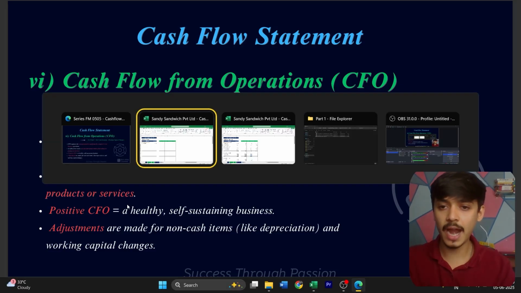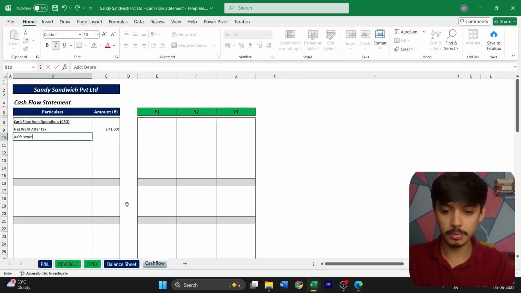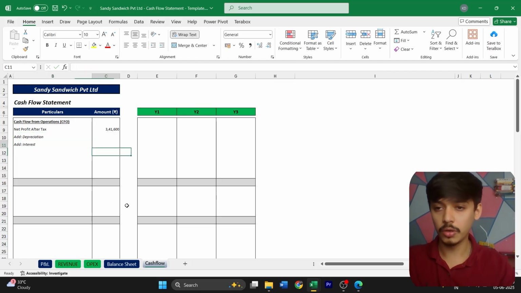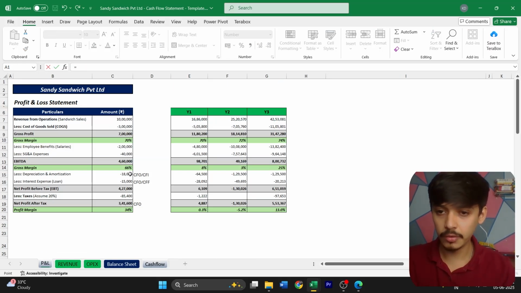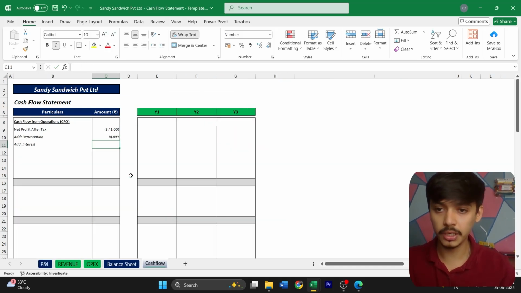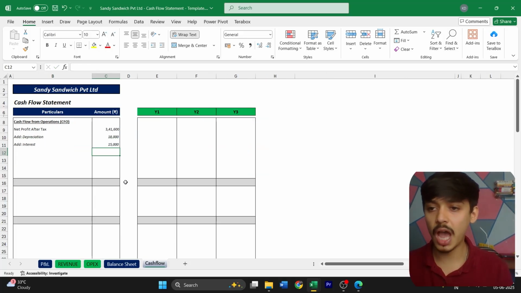So here we will add the interest element and the depreciation. So add depreciation, add interest. Okay, so we are going to plug in the numbers from the P&L statement. We have this negative, so we are going to make this positive by giving a negative sign, and interest will also be positive 15,000. Perfect. So we have added depreciation and interest back to the profits.